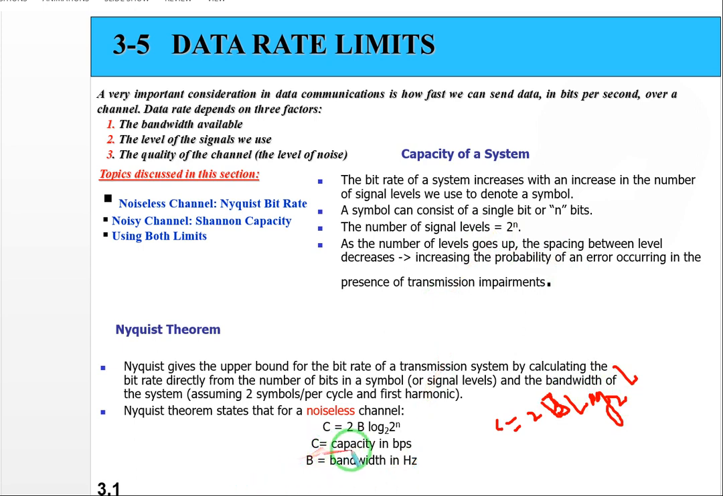So C means capacity in bits per second. This is capacity in bits per second. In the Nyquist theorem, we can find the data rate in bits per second, and B is the bandwidth. So just remember this equation and know what factor is needed for what. The Nyquist theorem is based on capacity in bits per second.